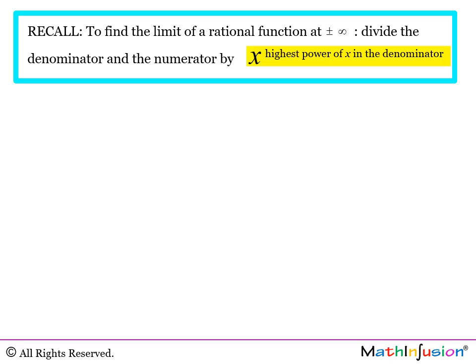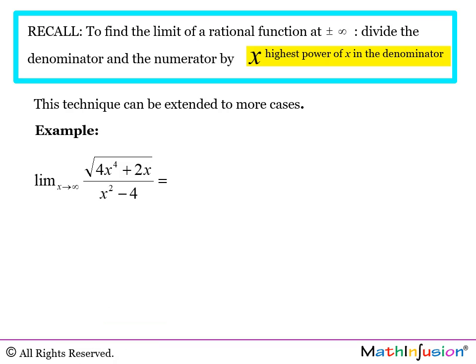Recall, to find the limit of a rational function at plus or minus infinity, we divide the denominator and the numerator by x to the highest power of x in the denominator. This technique can be extended to more cases, for example, a case when we have radicals. Let's try to evaluate this limit. We are going again to use the same technique.